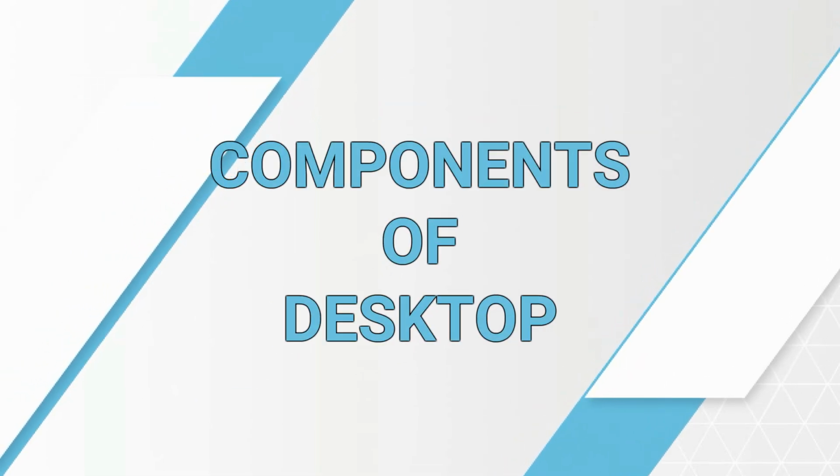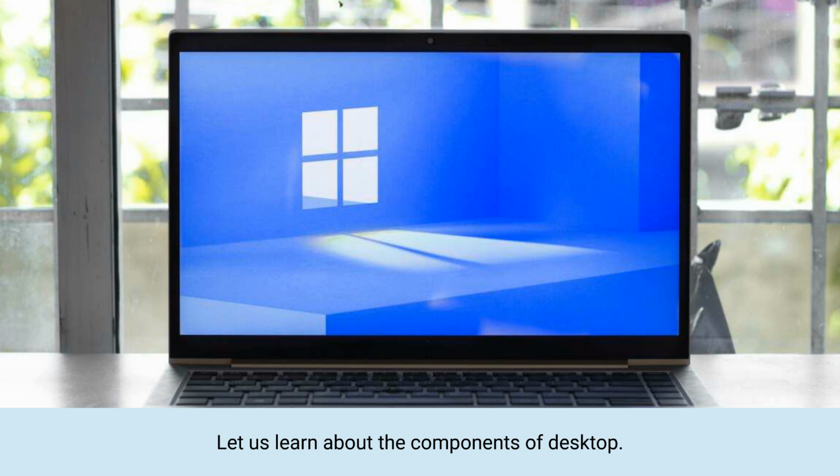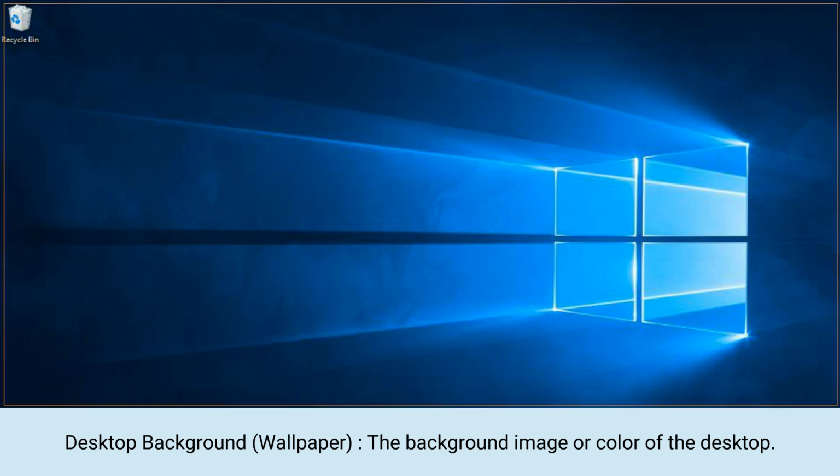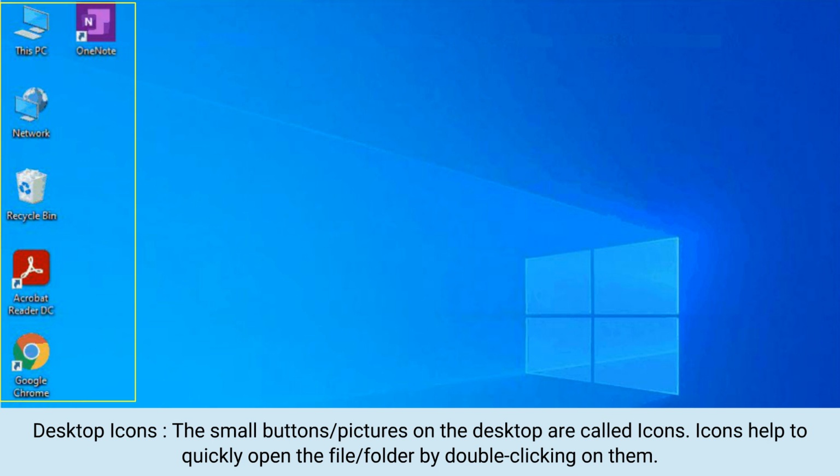Components of desktop. Let us learn about the components of desktop. Desktop background wallpaper. The background image or color of the desktop. Desktop icons. The small pictures on the desktop are called icons. Icons help to quickly open the file or folder by double-clicking on them.